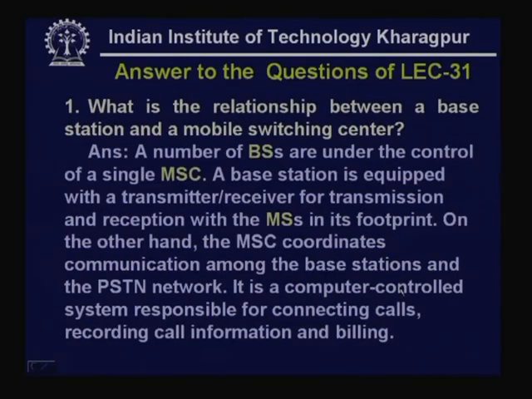Now, it is time to give you the answers to the questions of lecture number 31. First question was what is the relationship between a base station and a mobile switching center. Answer is a number of base stations are under the control of a single mobile switching center. A base station is equipped with a transmitter receiver for transmission and reception with the mobile stations in its footprint. On the other hand, the MSC is the master that coordinates communication among base stations and the PSTN network. It is a computer control system responsible for connecting calls, recording calls and also doing the billing.